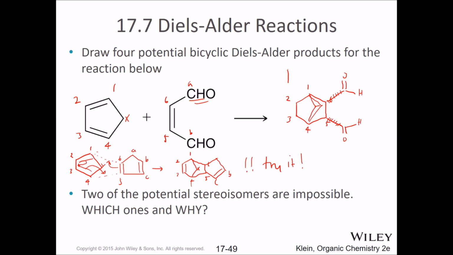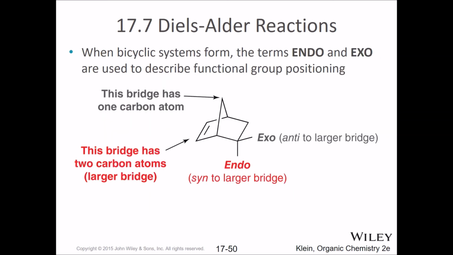Now, 2 of them are impossible. Say which ones are impossible, and say why. I think you may need to refer to the book. I might have a slide here on this. So it turns out that the terms endo and exo are used to describe the functional group positions. So in the previous picture, I had this drawn with this coming out toward me, right? That's a wedge right there. Can you see that? That would be the wedge.